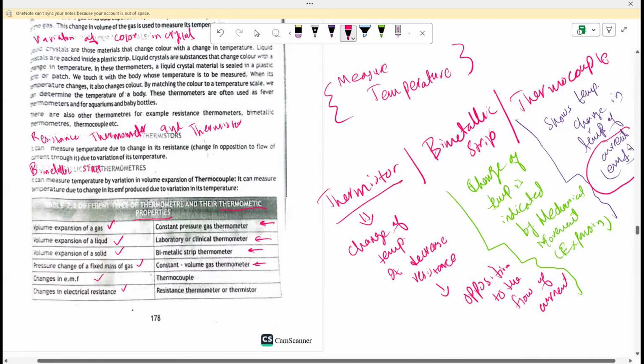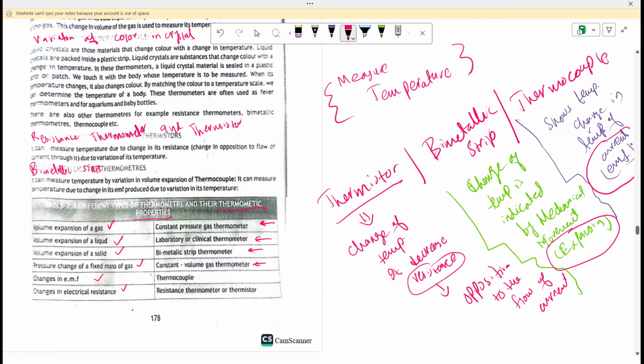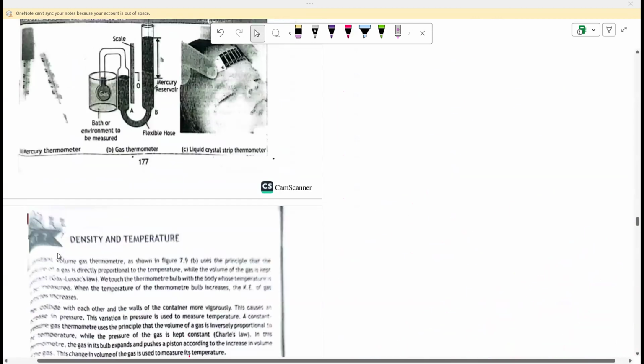And here in the bimetallic strip, through the mechanical movement or expansion we identify the temperature change. And in the thermistor, we identify through resistance whether the temperature is changing or not. So these properties through which we observe the change of temperature are known as thermometric properties, and these are the devices and these are the properties through which we can identify that. Do you get the point?